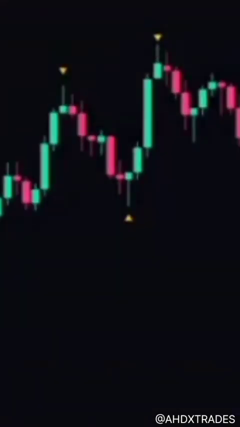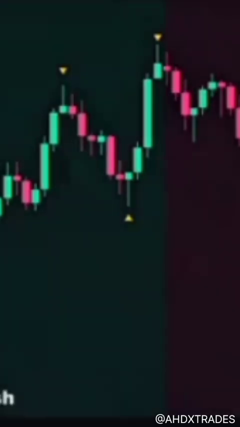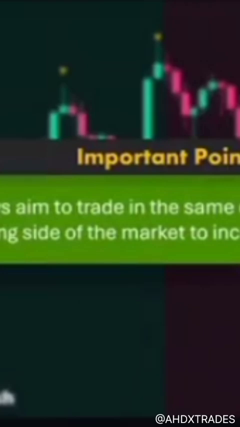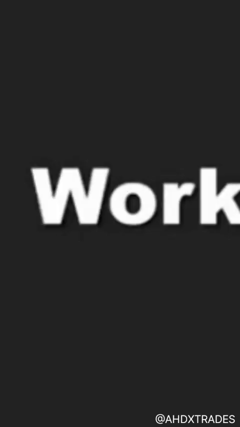Identifying the market direction is generally the first step in analyzing a price chart. We want to identify the trend and determine whether buyers or sellers are in control. We always aim to trade in the same direction as the controlling side of the market to increase the win rate. How does the system work?